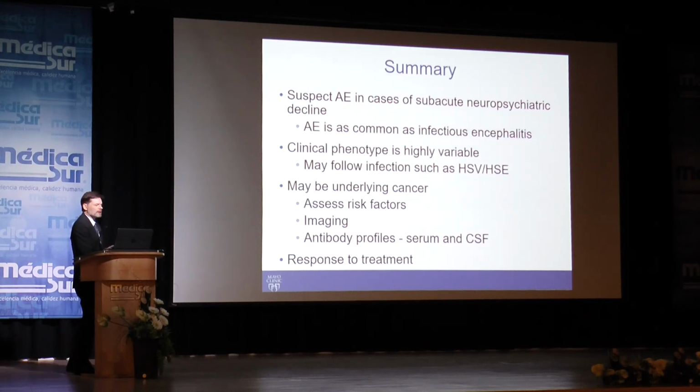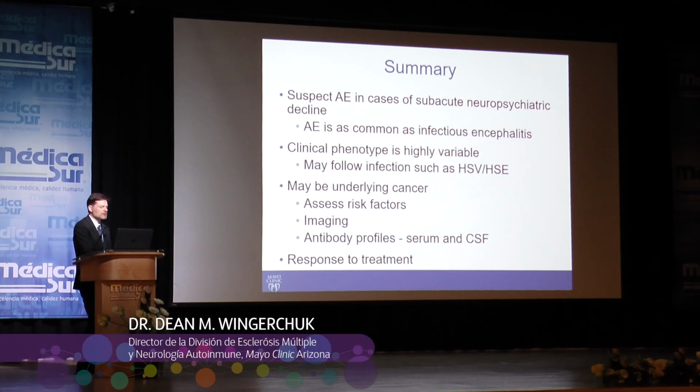So in summary, suspect autoimmune encephalitis in cases of subacute neuropsychiatric decline, or as one component of a broader multi-system autoimmune disorder. It is as common, if not more common, than infectious encephalitis, and we do have treatments for it. The clinical phenotype is highly variable, and it can follow infections such as herpes simplex encephalitis. That should alert us to following these patients at least for a few months, if not a year, after an event such as herpes encephalitis. Consider whether there's an underlying cancer, assess their risk factors, and go after the cancer aggressively if you need to.